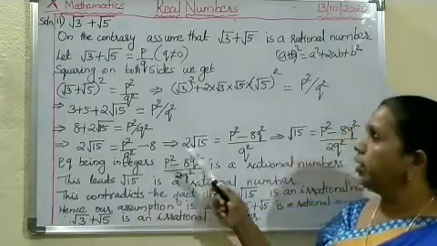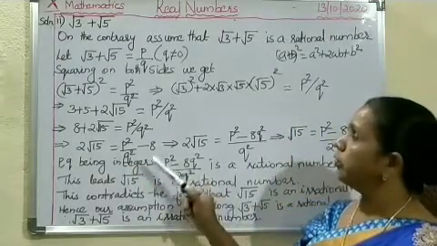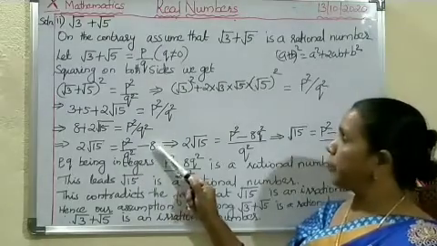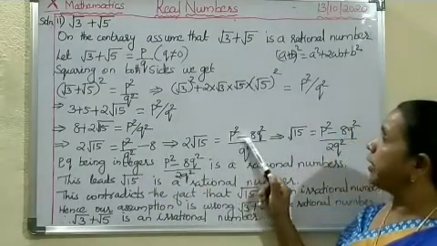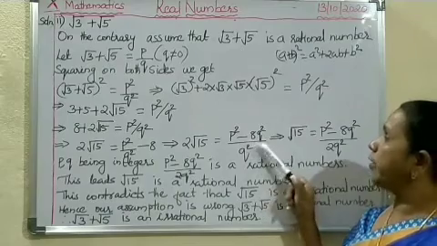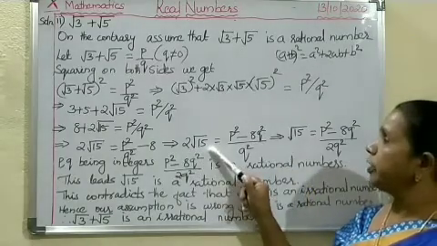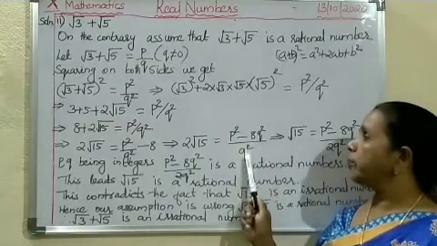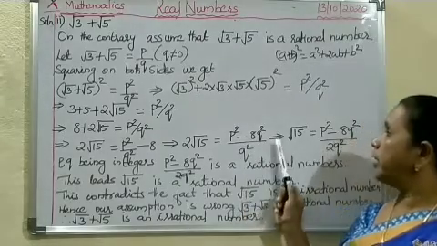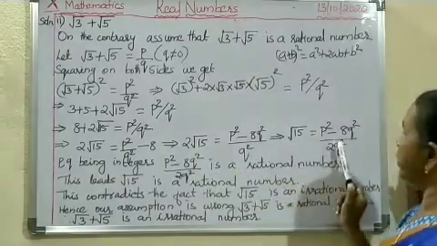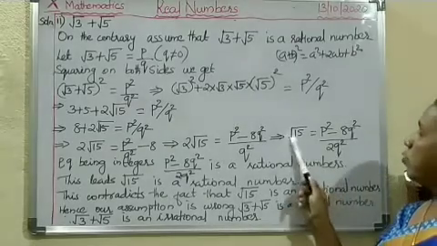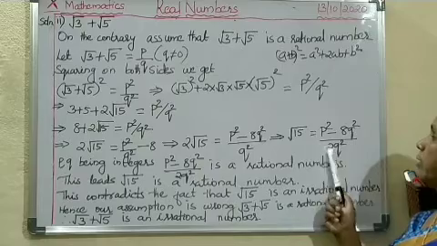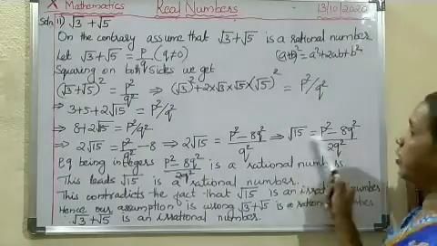Then which implies that 2 root 15 is equal to 8 multiplied with q square, we are converting it into an improper fraction. Then p square minus 8q square by q square. 2 root 15 is equal to p square minus 8q square by q square. Then root 15, this 2 also we are taking to the denominator. Then root 15 is equal to p square minus 8q square by 2q square. Root 15 value we got.